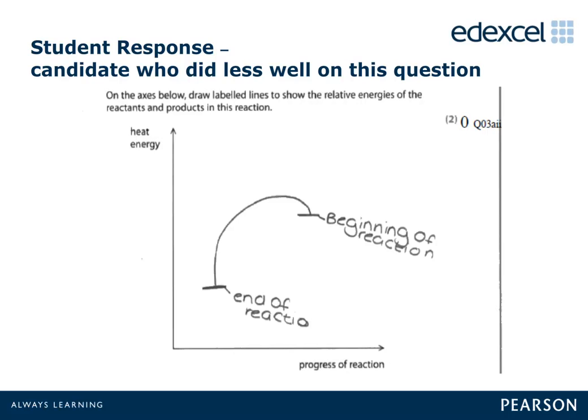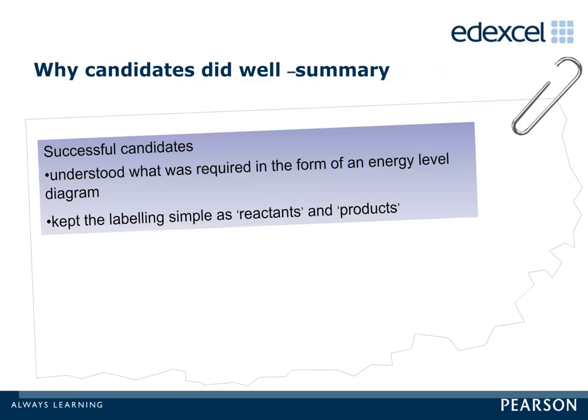This candidate has shown energy levels, with the left-hand side one being lower than the right-hand side. This would have attracted only 1 mark, but they have been labelled incorrectly, and so scored 0 marks. In this question, successful candidates understood what was required in the form of an energy level diagram, kept the labelling simple as reactants and products.